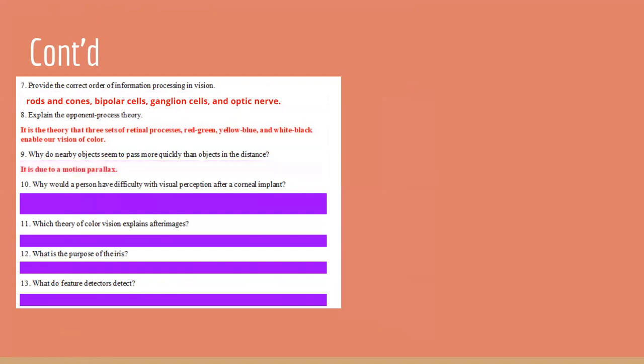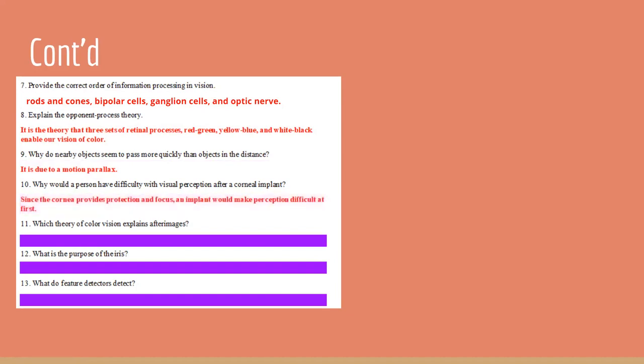Why would a person have difficulty with visual perception after a corneal implant? This is kind of a multi-step thing. Think about it: what does the cornea do? It protects the eye, and it bends light. So since the cornea provides protection and focus, an implant would make perception difficult at first.